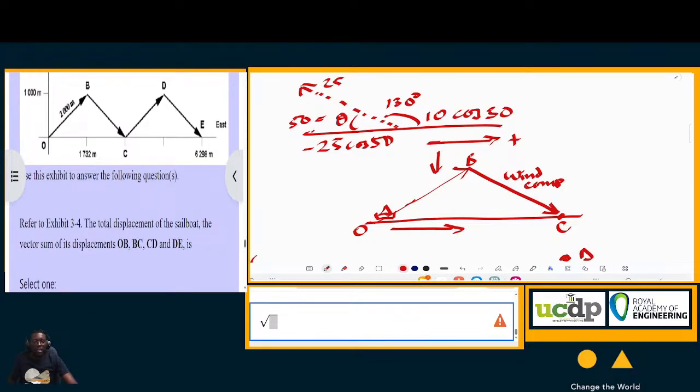Now the question says, the total displacement of this, refer to exhibit 3.4, which is this diagram that we've seen. The total displacement of the sailboat, the vector sum of its displacement OB, BC, CD, and DE is what? So after moving OB, BC, CD, and DE, what is the total displacement of the sailboat? Who can give us a quick answer there?